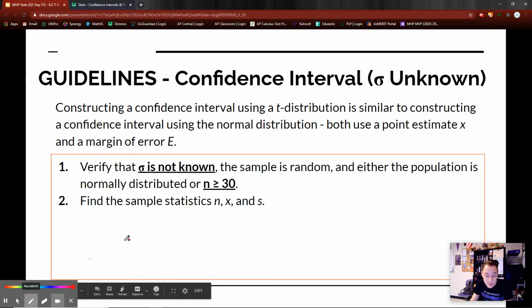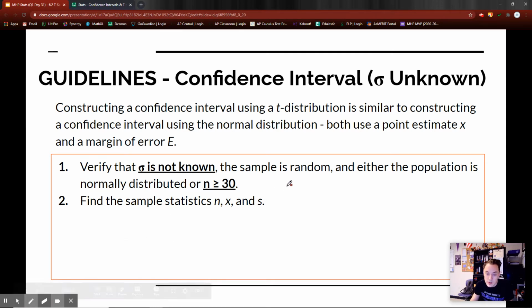Okay, I need to find the sample statistics: n, x bar, and s. Now, s is my sample standard deviation. Of course, my x bar equals this formula, and very rarely will you use this formula, guys. Most often than not, they will give you the actual x bar, your sample mean. So most likely you won't need to do that.